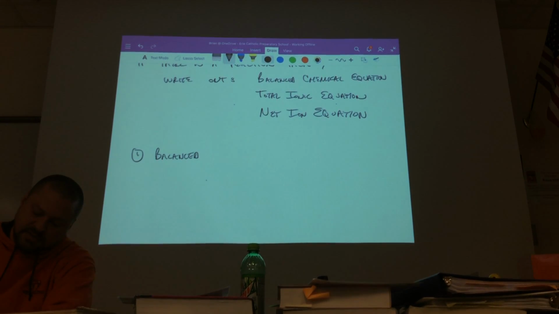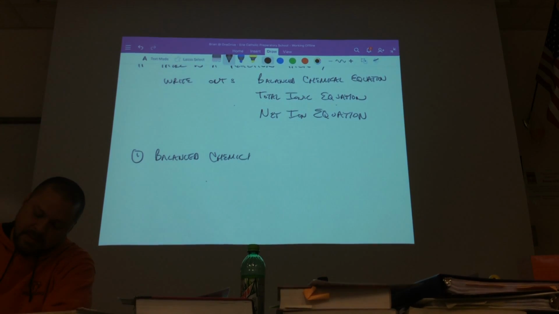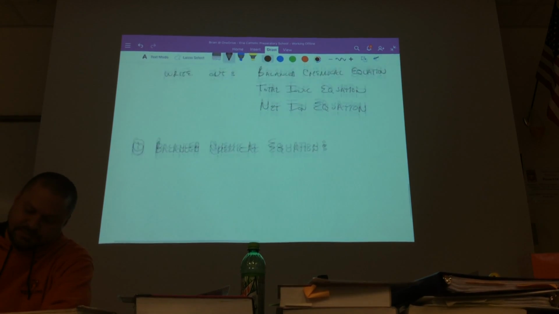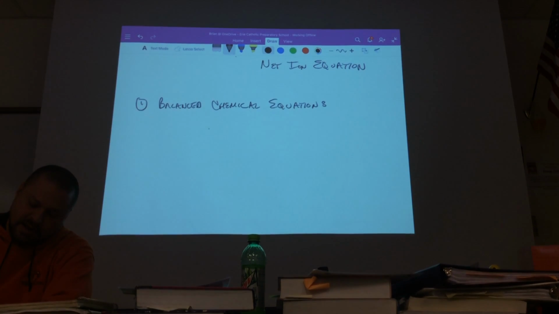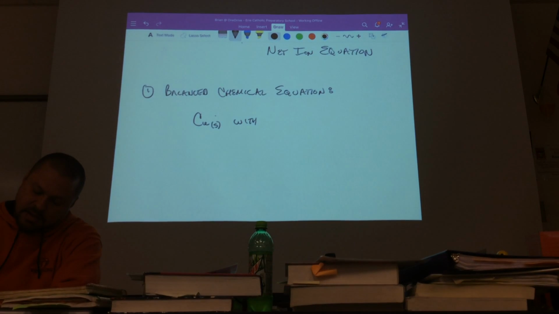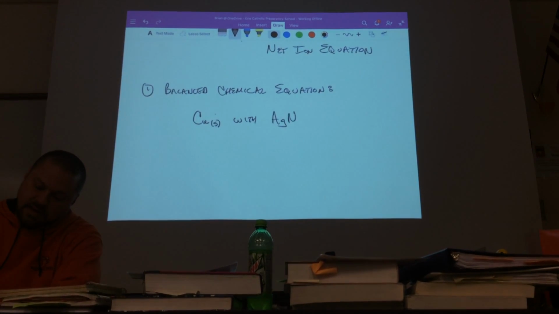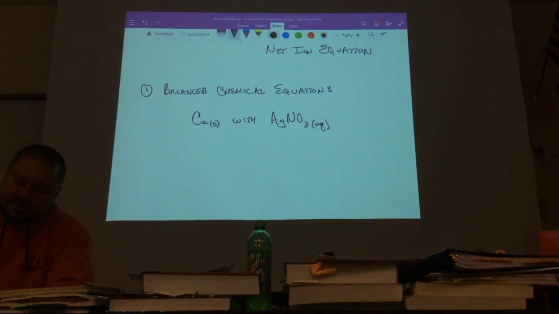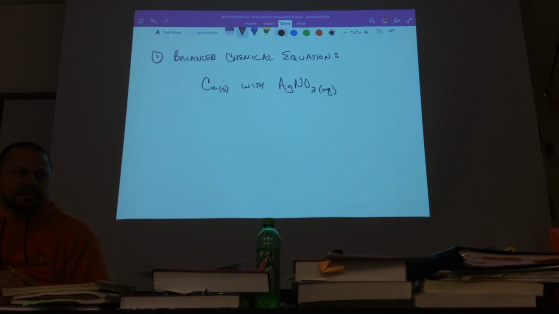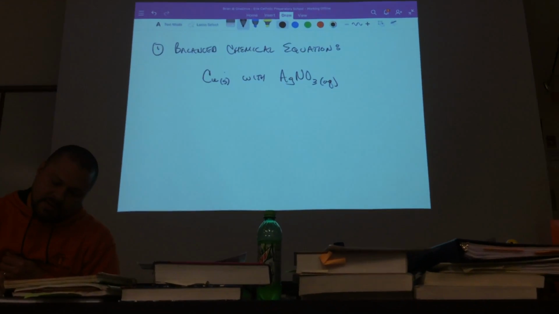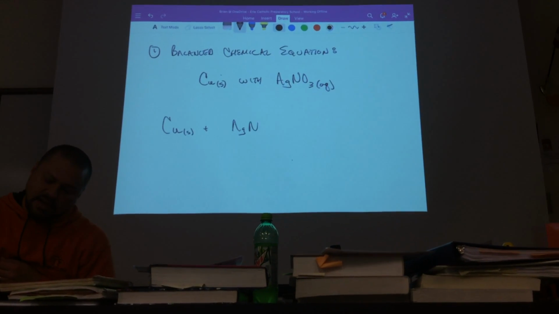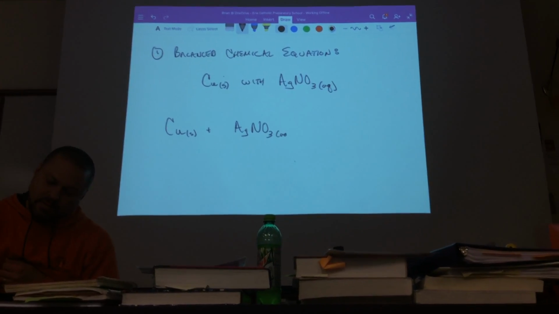Okay, so we're going to start out with the balanced chemical equation. This is just a regular old equation. Let's say we got Cu solid with AgNO3 aqueous. So those are the two things that are reacting. So copper solid plus AgNO3 AQ.